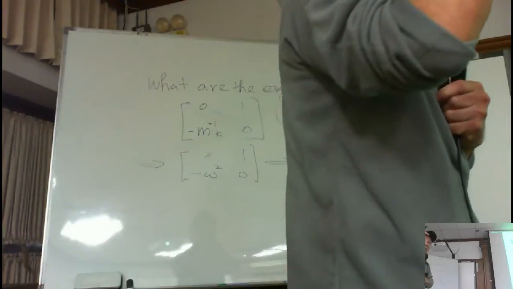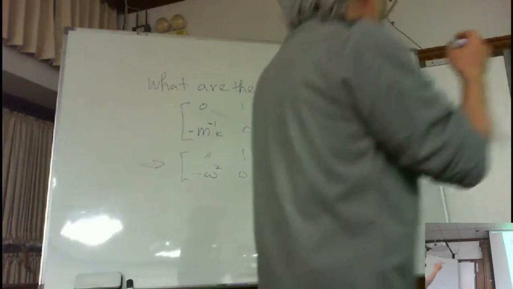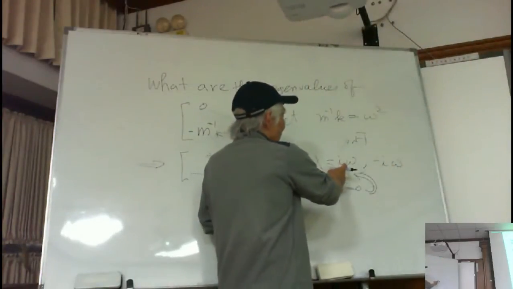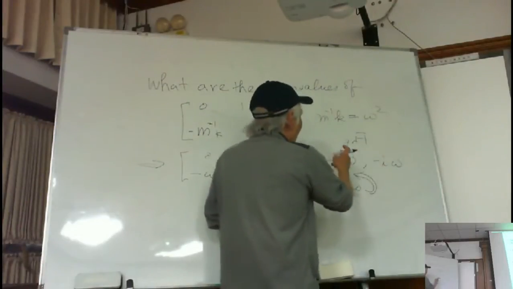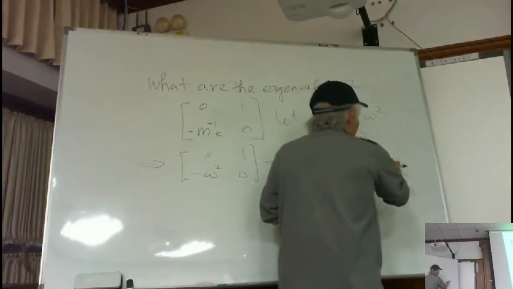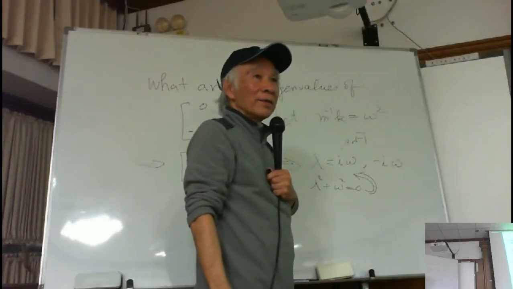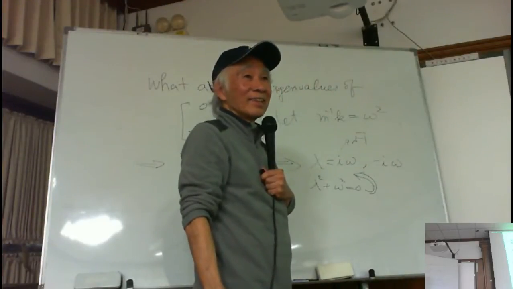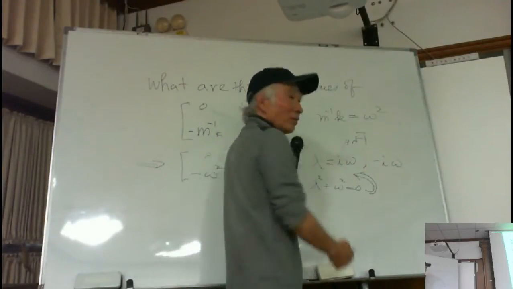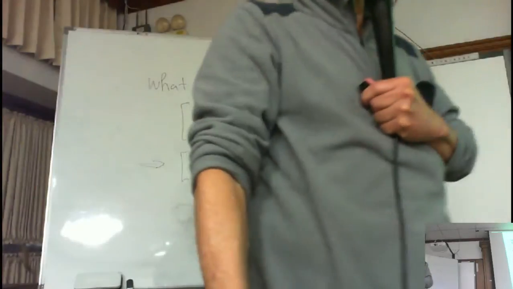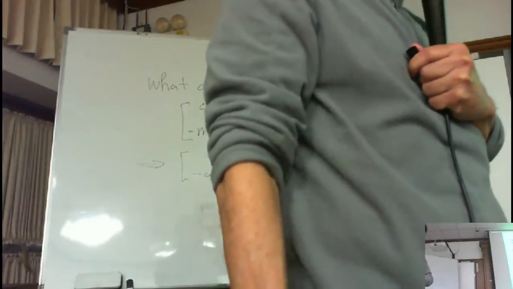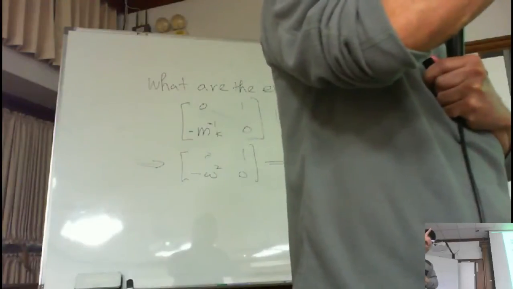Mathematically, the roots are i and minus i. Why do we have i here, and also a minus i here? Because this solution gives you i omega and minus i omega, right? But there's some meaning there.